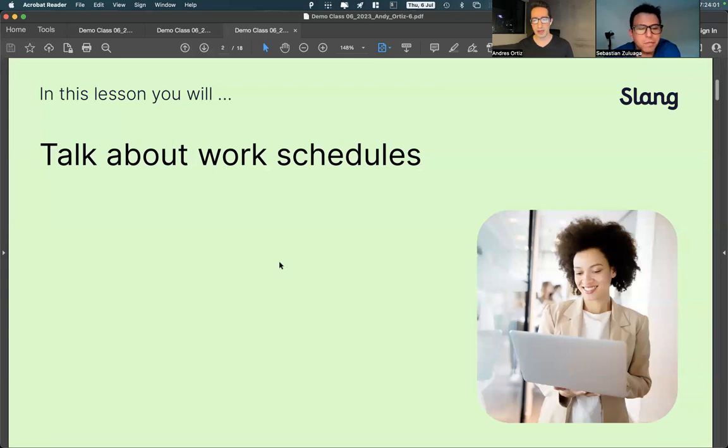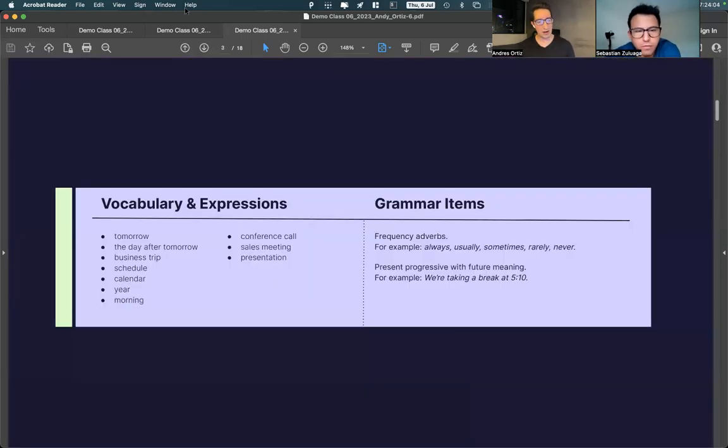All right. Now, this is the vocabulary and expressions that we're going to be covering in this lesson. So, Sebastian, can you help us read the first couple of words, please? Yes. Tomorrow, the day after tomorrow, business trip, schedule. All right. Excellent job. Now, how about Diego, the next one? Calendar, year, morning. Very good job. And Tatiana? The last one. Conference call, sales meeting, presentation. All right, very good job.